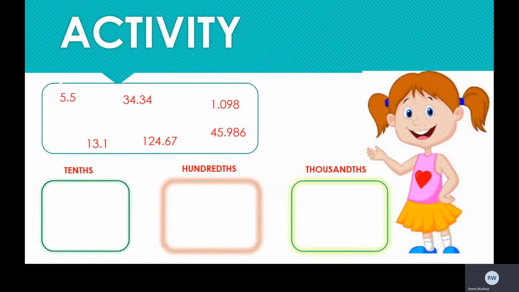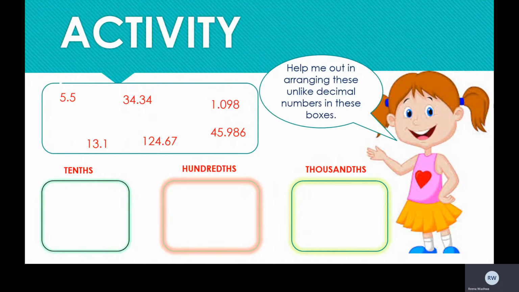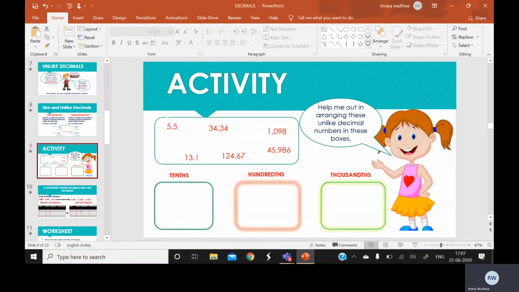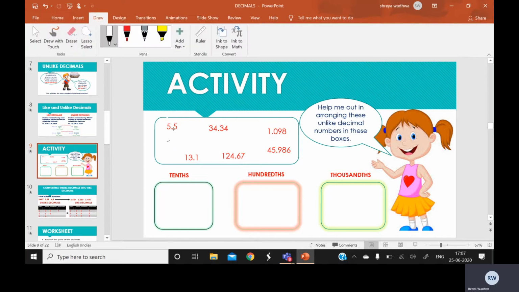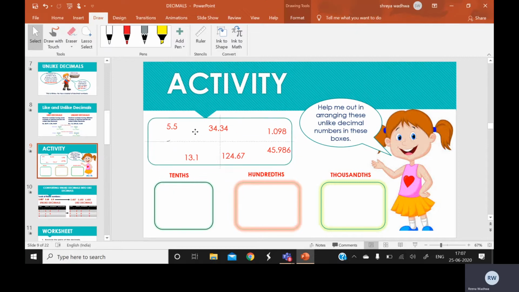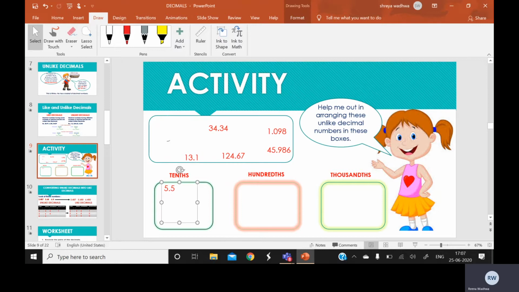This is Twinkle. She needs your help. What does she say? Help me out in arranging these unlike decimal numbers in these boxes. So let's arrange these numbers according to the boxes. So first we have 5.5 which we put in the tenths box. Then we have 34.34 that we put in the hundredths box.